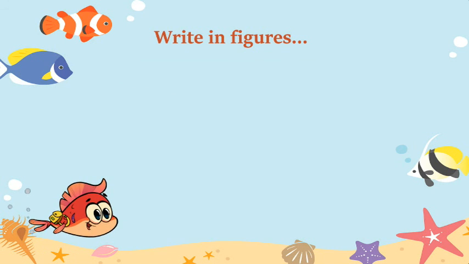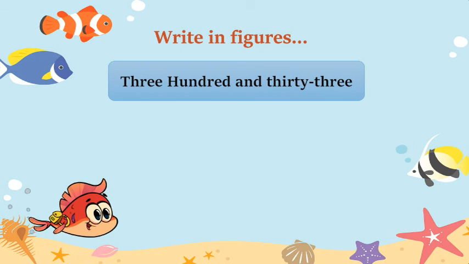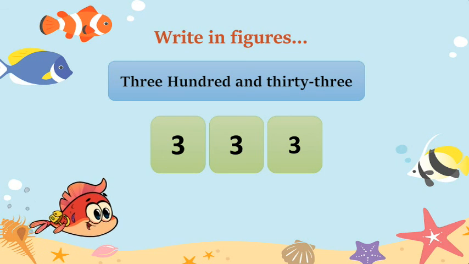Now let's look at another example. Three hundred thirty-three. So how can we write this number in words in figures? First we have to write 3, so that means 333. Again we have to write 3 and 3, so 333.